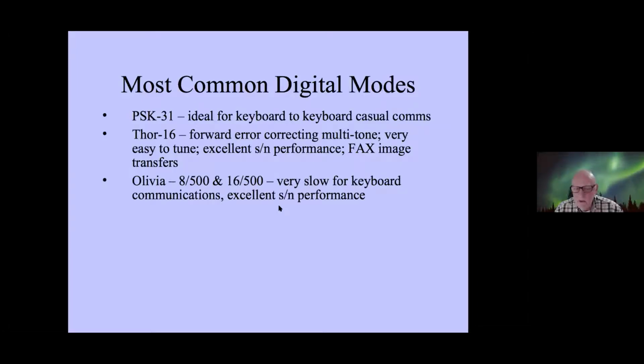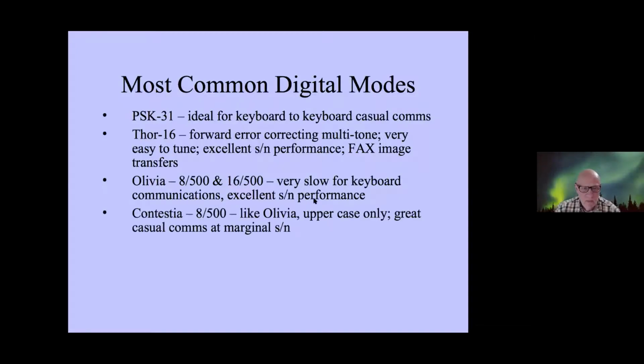Olivia, which a lot of people use because it's so robust, 8/500 and 16/500. They're very, very slow for keyboard comms, but they will work almost where nothing else will. Contestia is like Olivia. It's very similar in its characteristics. In fact, it'll sound very similar if you hear it on the radio, but it's uppercase only. It has a reduced forward error correcting system, so it's about twice as fast as Olivia. If you've got good comms on Olivia, my suggestion is drop back to Contestia and enjoy a little bit faster communications. And it's great at marginal signal to noise ratios.